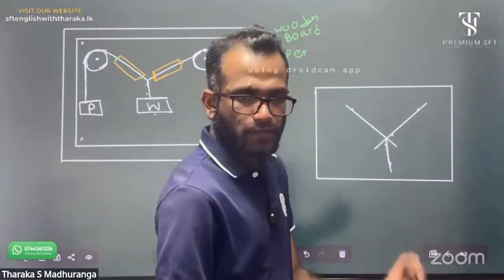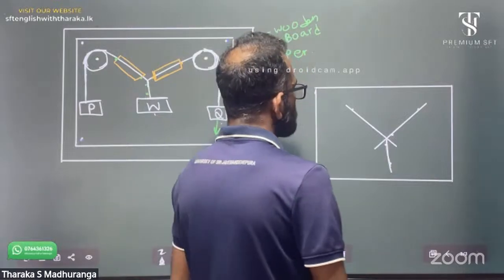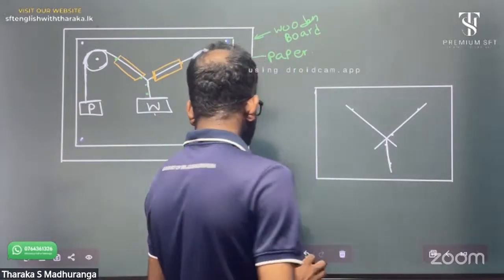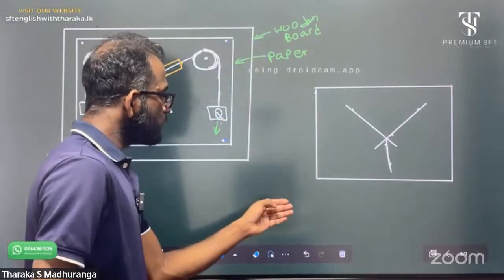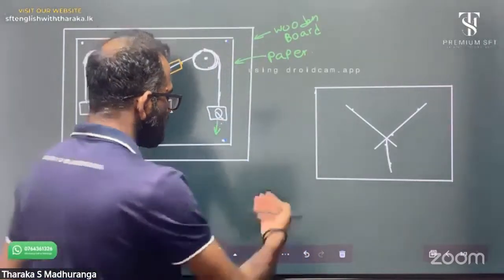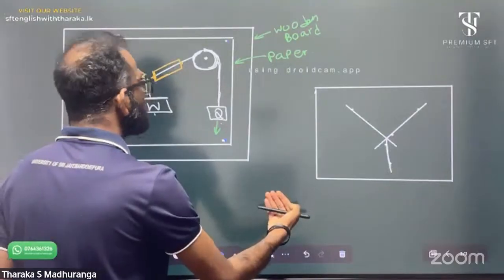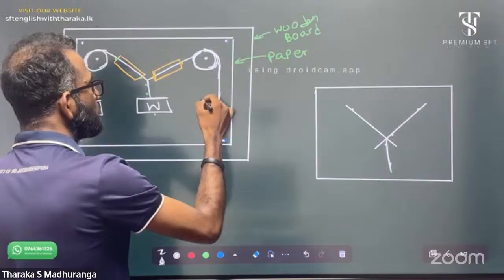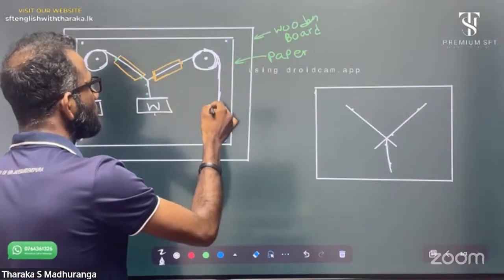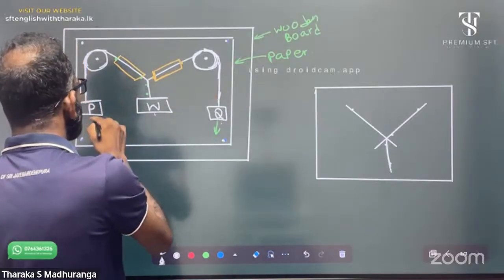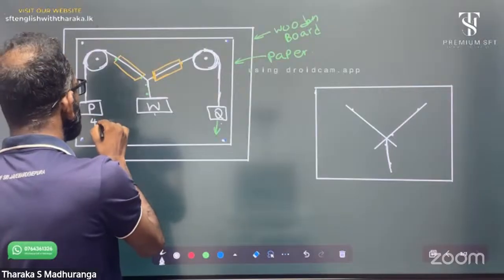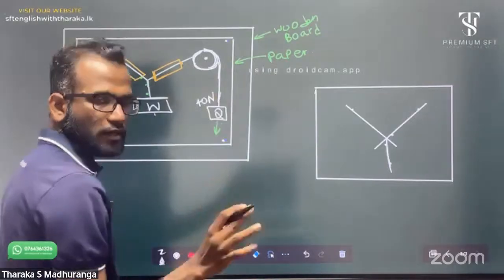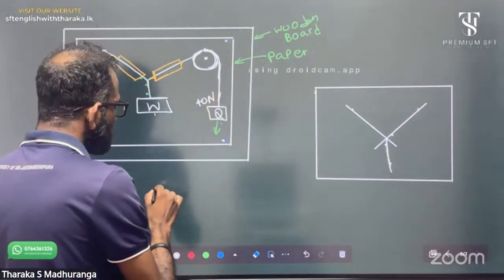The next thing, now you have to select a suitable scale. Right? Let's select one. Now think, if you hang a 40 Newton object, the weights on P and Q should be the same, right? Think 40 Newton. You can select a suitable scale.